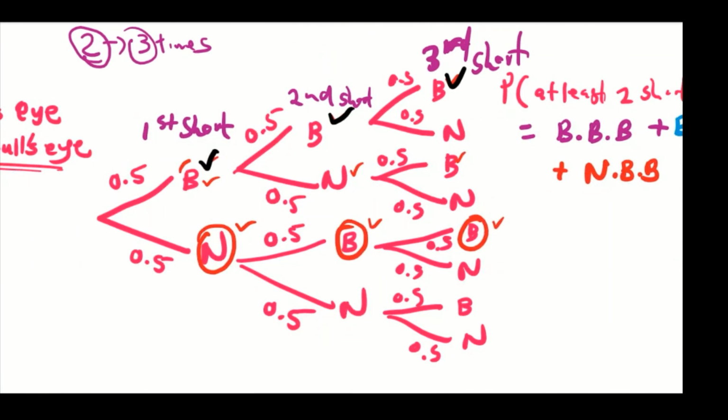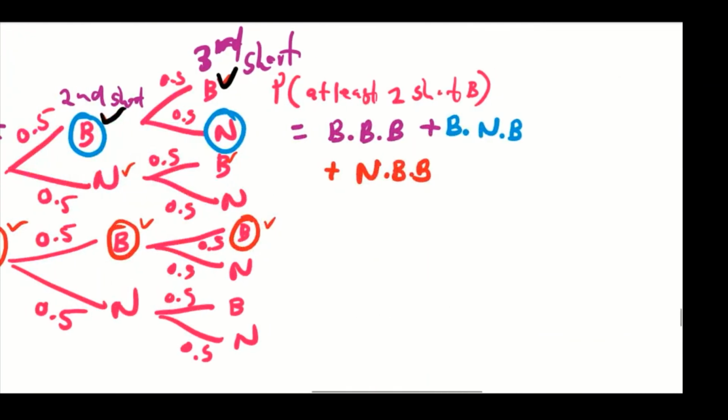So this one here, let me just use another color. Okay, this one here, and this one here and this one here. So BBN, right? Plus BBN. So now we have the probability of at least 2 shots. Anything else is not at least 2. It's just below that, right?